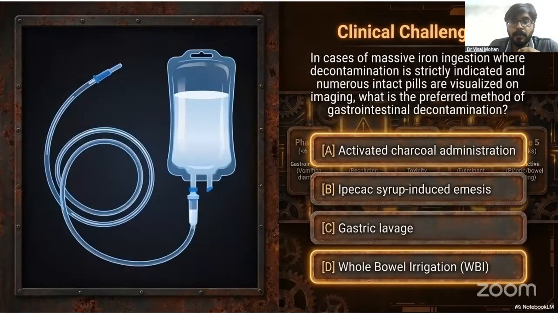Moving on. In cases of massive iron ingestion, where decontamination is strictly indicated and numerous intact pills are visualized on imaging, what is the preferred method of GI decontamination? Activated charcoal, ipecac syrup induced emesis, a gastric lavage, or a whole bowel irrigation?